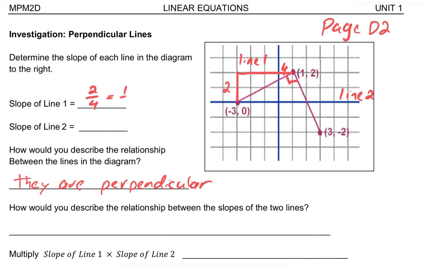2/4, or 1/2. This makes sense. Our line is going up as we go from left to right, so our slope is going to be positive. Line 2 is going down as we go from left to right, so we know that our slope is going to be negative.